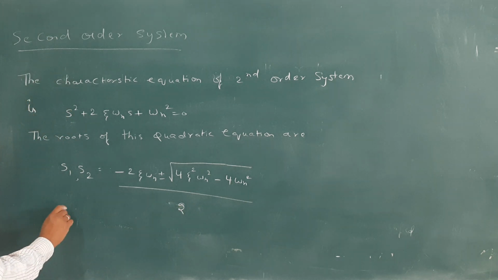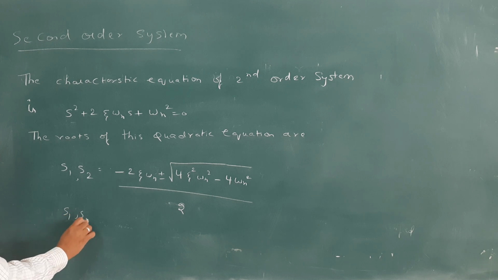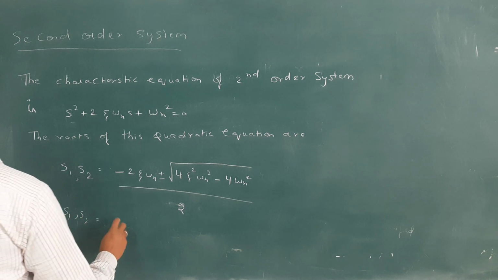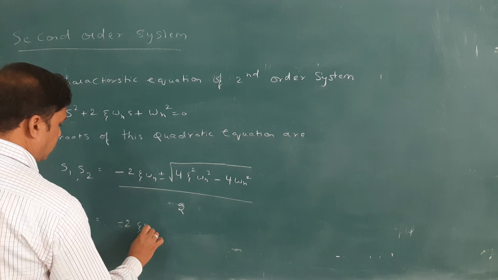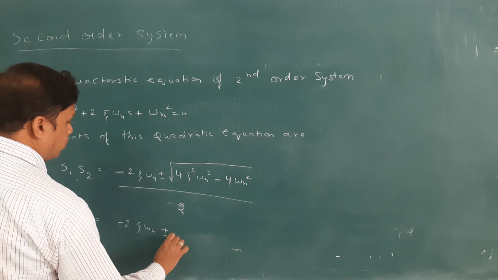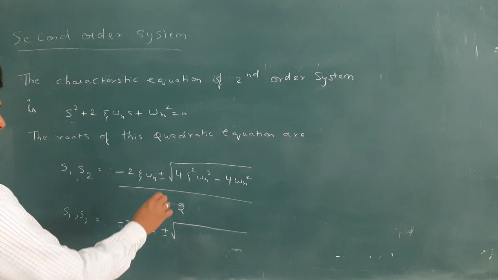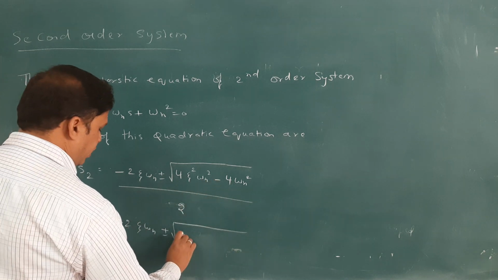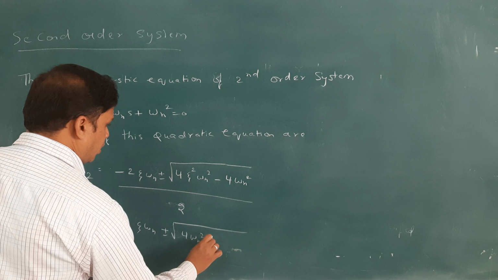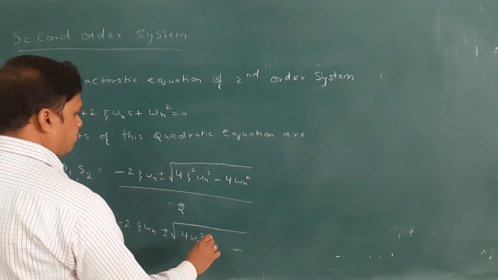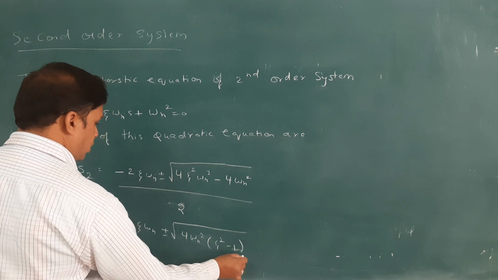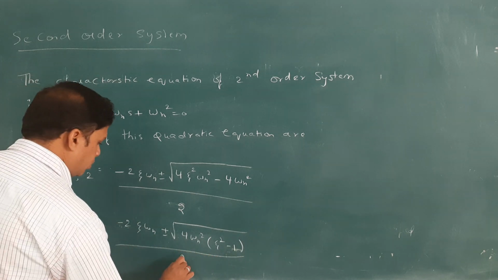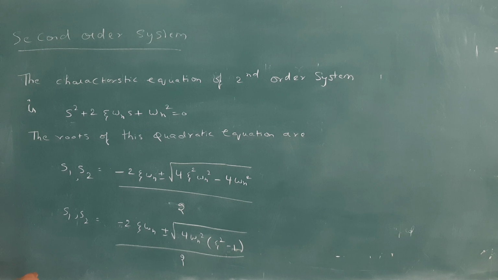So s1, s2 is equal to minus 2 zeta omega n plus or minus square root of 4 omega n square into zeta square minus 1, divided by 2.